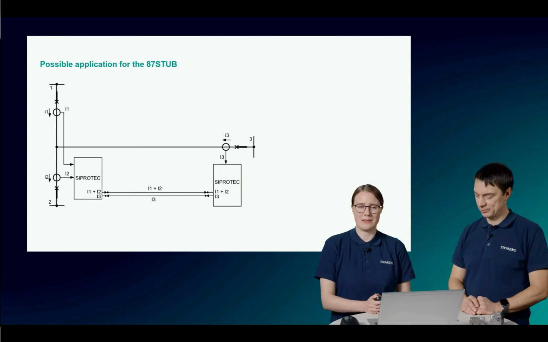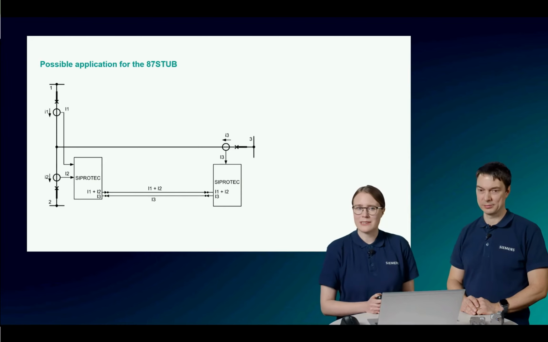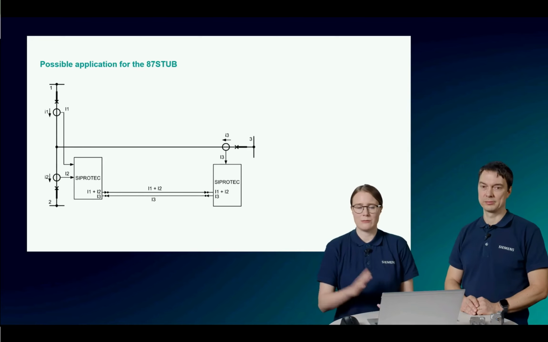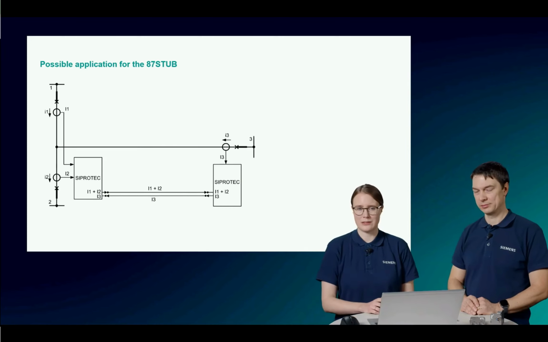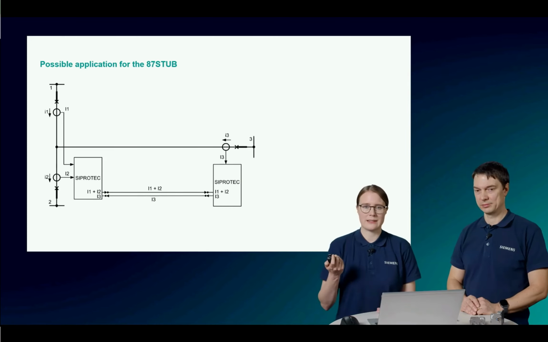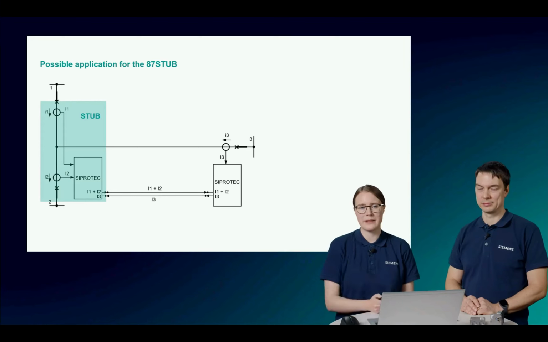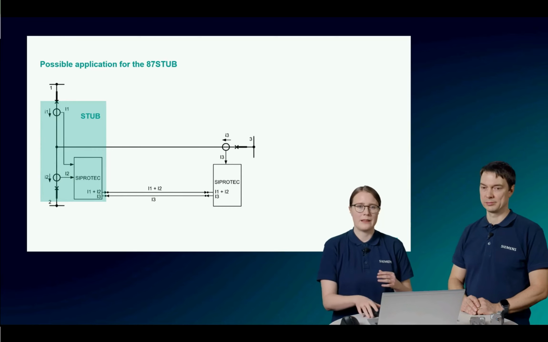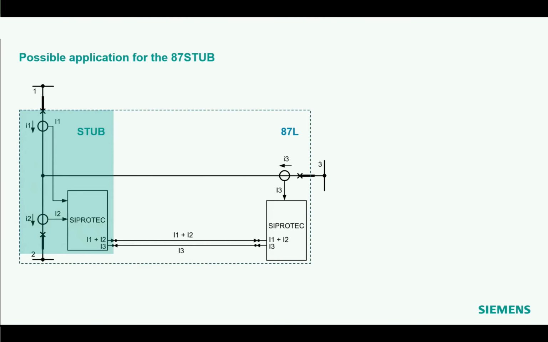So here in this example, we have a circuit breaker and a half application with the two CTs on the positions 1 and 2, and the third CT on the right side on position number 3. In this example in the manual, we make a stub differential protection between the first and the second CT, because they are close by, and an overall 87L differential protection between all 3 CTs.